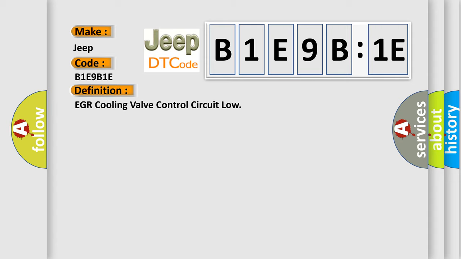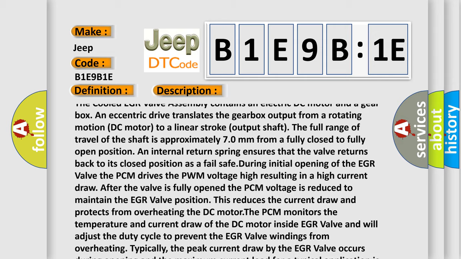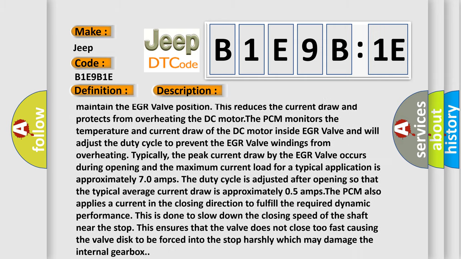Typically, the peak current draw by the EGR valve occurs during opening, and the maximum current load for a typical application is approximately 70 amps. The duty cycle is adjusted after opening so that the typical average current draw is approximately 0.5 amps. The PCM also applies a current in the closing direction to fulfill the required dynamic performance. This is done to slow down the closing speed of the shaft near the stop. This ensures that the valve does not close too fast, causing the valve disc to be forced into the stop harshly, which may damage the internal gearbox.